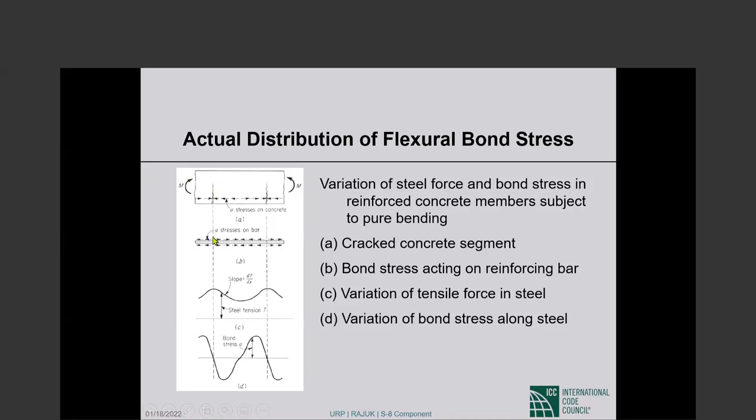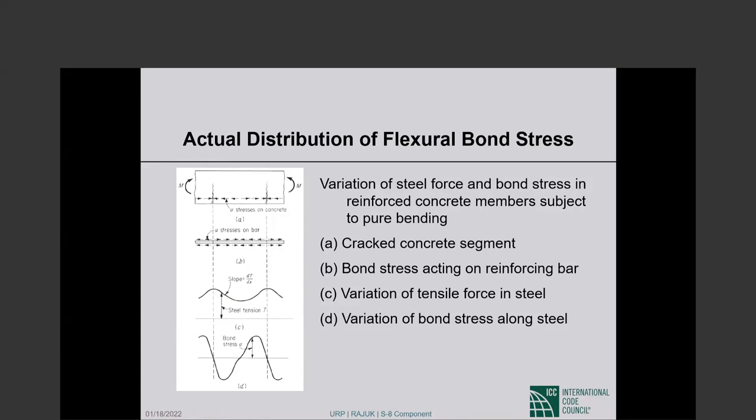Figure C, very importantly, shows you the variation of tensile force in the steel. Where the concrete cracks, the concrete does not carry any tension, so the tension in the reinforcement goes up. In between the cracks, concrete still carries some tension, so the steel tension goes down. And again, at the next crack, the steel tension picks up. So the tension in the reinforcing steel is not constant. It varies between cracks as shown in the picture.